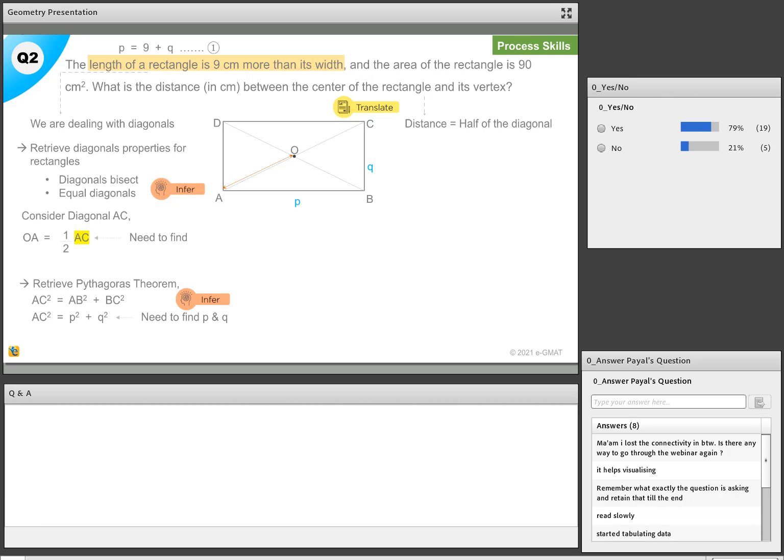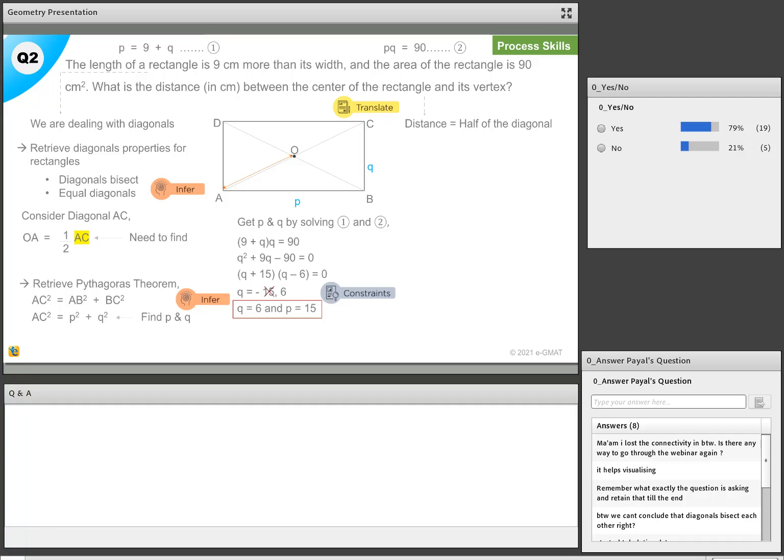Okay, so now you need to find P and Q. How can you find P and Q? You go back to the question statement and you see the length of the rectangle is 9 centimeters more than its width, and the area of the rectangle is 90. So you have two relationships between the two variables P and Q. You plug in those relationships, and what you end up getting is the value of Q is 6 and the value of P is 15. Now you simply utilize the Pythagoras theorem and you find the value of AC. Now AC is square root of 261.